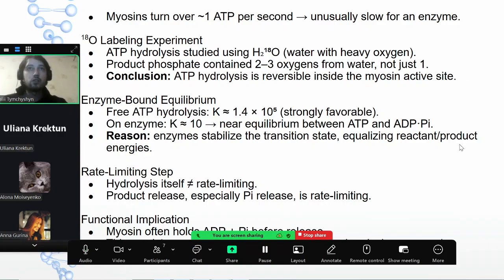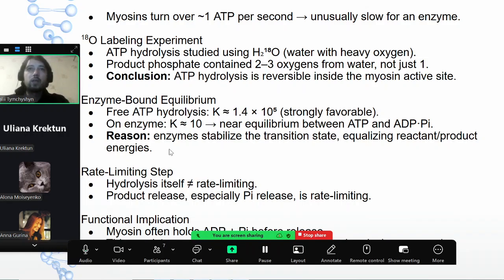So what's interesting is that ATP hydrolysis is reversible inside the myosin active site. It goes back and forth a few times, and during that time it even may reverse some of the phosphates, and that's why a few oxygens may end up changed in the products. So that's a pretty interesting part.